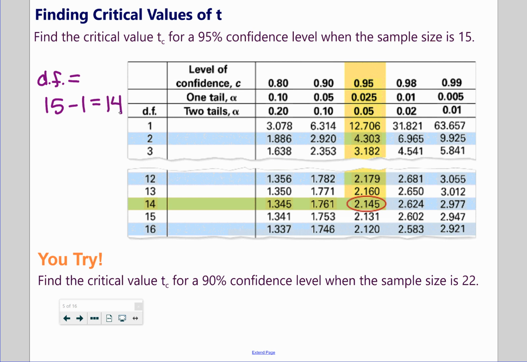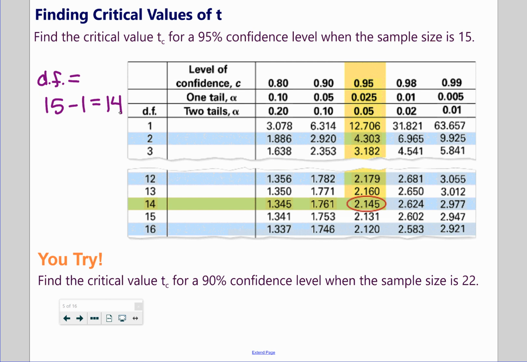So then on your t distribution, you're going to find the row that is 14, and then you're going to go over to the appropriate confidence level. So then you should be able to find this value on your chart, 2.145 for 14 degrees of freedom and a 95% confidence level. You guys see it?